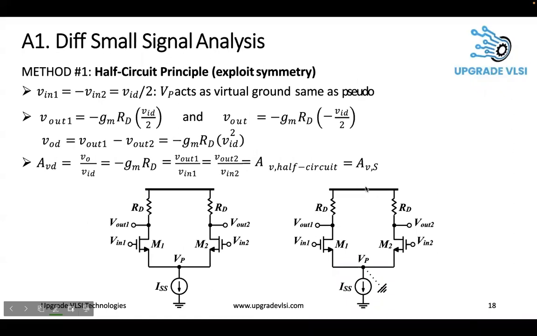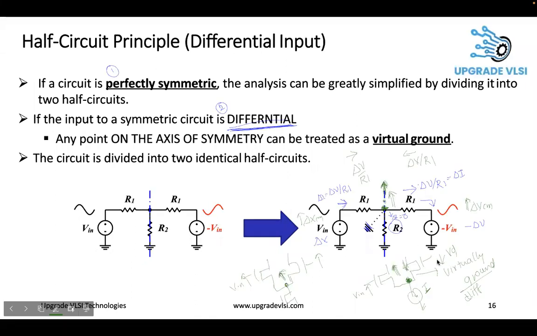So coming to a differential stage, the small signal analysis. We can use the half circuit principle. Here V in one is VID by two, but V in two is negative VID by two. It means that if V in one increases, this has to reduce by an equal amount. That's the definition of a differential signal. We have seen in the previous slide that if this increases and this reduces, then this remains exactly like a virtual ground. This voltage will not change because the increase in VGS is compensated by the increase in current. Since here VGS is reduced, this current reduces. So the overall sum is exactly the same. So this is virtual ground.